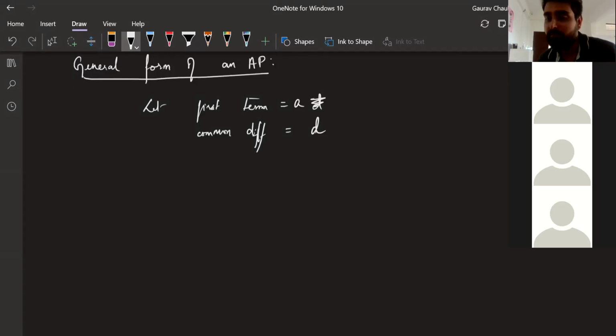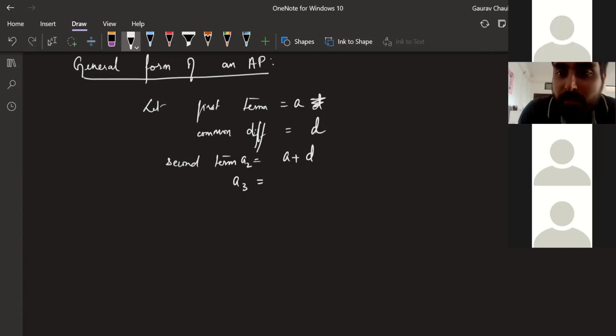Now tell me, if we have to write an AP, how will you find the second term? Thank you, MG, you're absolutely right. Dinesh, you're absolutely right. Yes, the second term will be a plus d, correct? Or basically a2 will be a plus d. A3 will be what?